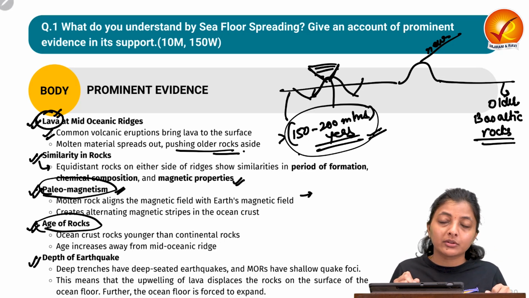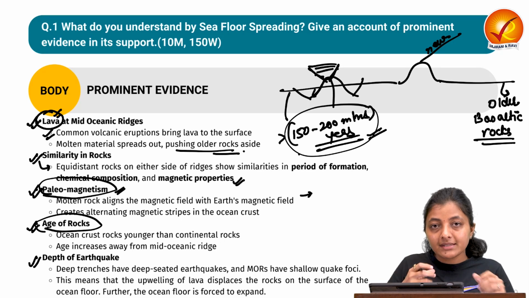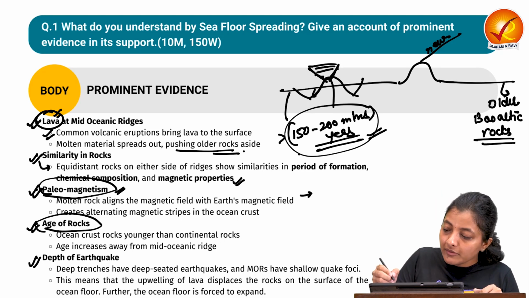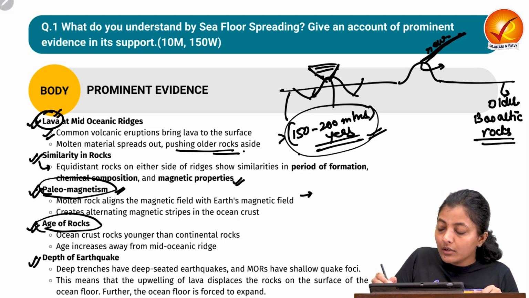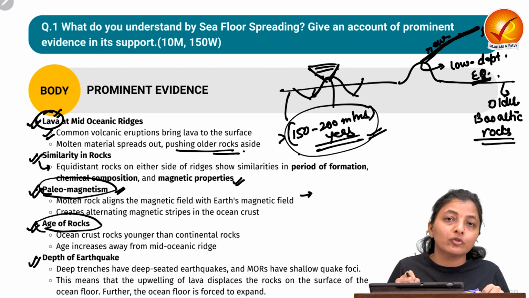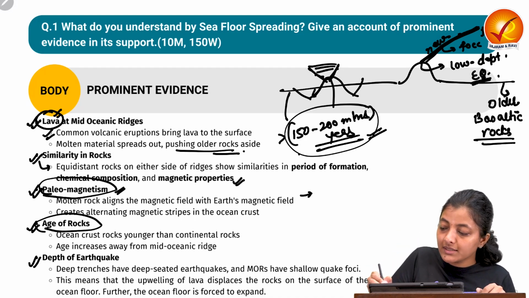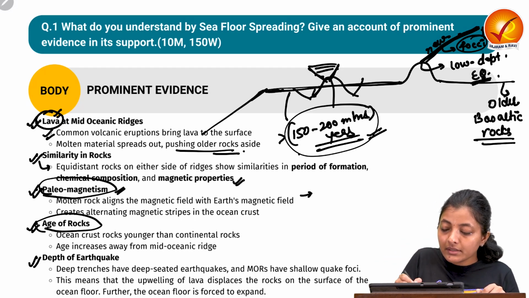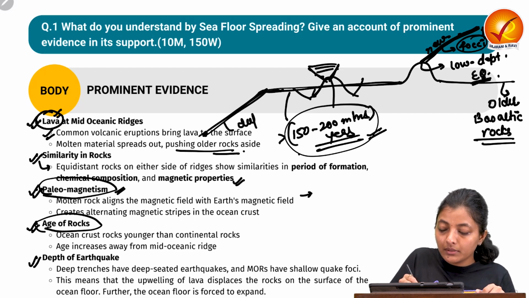Next is about the depth of earthquakes. We should know that earthquakes happen when the pent-up energy gets released, when there is any movement in the tectonic plates. So we found that shallow earthquakes happen along the mid-ocean ridges, which have a low focus, meaning the foci of these earthquakes are very shallow. And we have also observed that near the trenches there are deep-focus earthquakes.